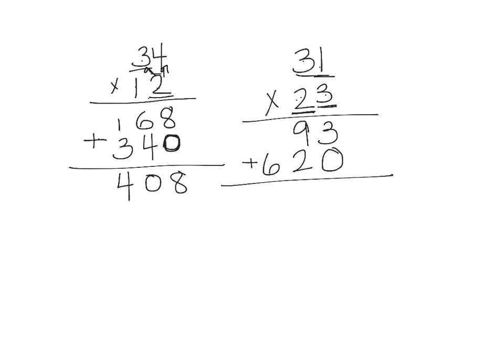So now we're going to add these up. 3 plus 0 is 3. 9 plus 2 is 11. Carry my 1. 1 plus 6 is 7. 713. All right, we're going to work out all the practice problems together. So A, 32 times 23.